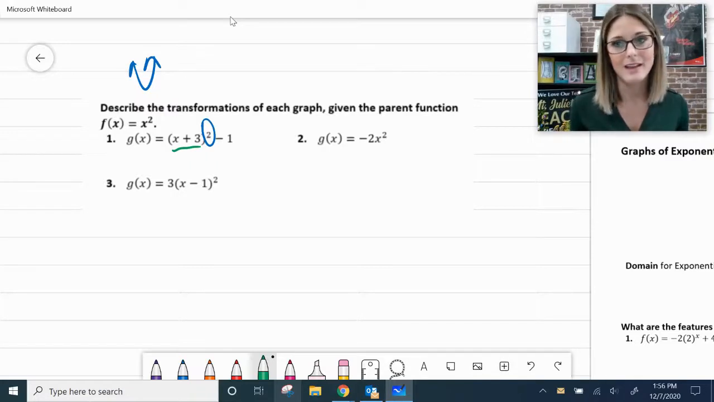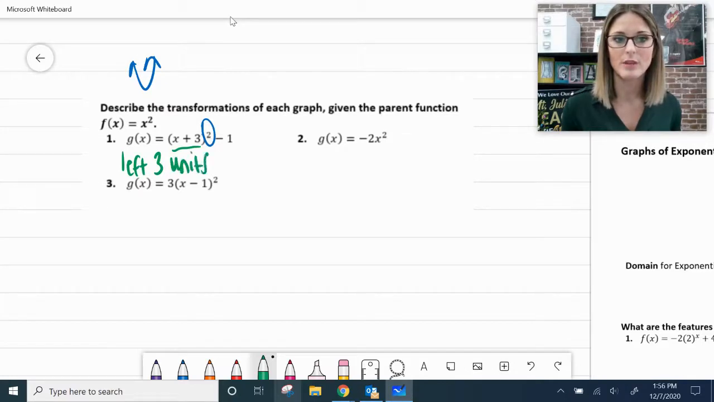If you think back to those lessons, if you have addition inside, whether that's inside your parentheses, inside absolute value bars, or inside a radical on a square root function, the inside is going to make it move from side to side, but in the opposite direction that you may think. So this plus 3, we might think it moves to the right 3 places, but it's actually going to shift my graph to the left 3 units. So I already know I have a plain old parabola that's been shifted to the left 3 spaces.